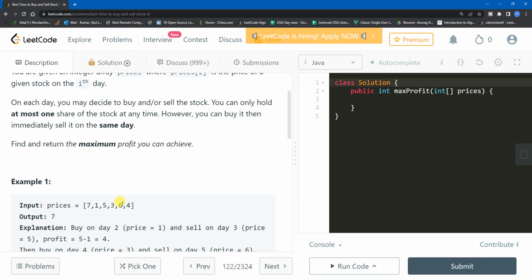Here there is also a condition given that we can hold at most one share of the stock at any time. That means if we buy some stock on any day, after selling that stock we can buy the next stock. So that is the given condition, and we have to find the maximum profit. So how can we solve this problem?